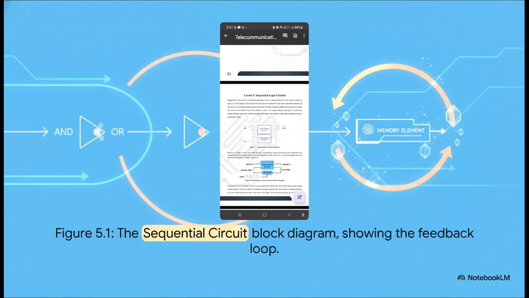Check this out. In a normal logic circuit, information just flows one way, right? Inputs come in, they go through some logic gates, and an output comes out. End of story. But look at a sequential circuit. You see this memory element? Its output loops back around to become one of the inputs. The circuit can now see its own past. And that feedback loop, that is the absolute foundation of memory.